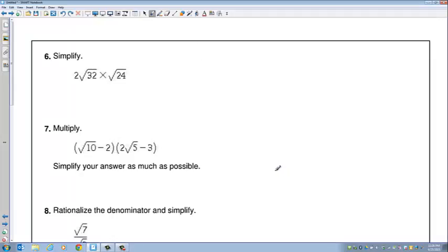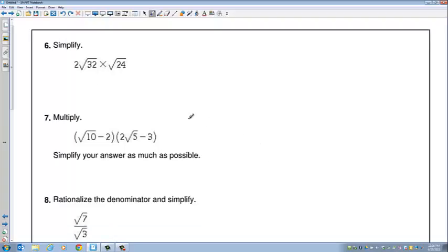Let's take a look at number 6. So on number 6, instead of subtracting or adding, I'm multiplying on this one. So I guess the first thing I would probably do is try to factor some of these things to pull out the squares. And so this is 2 times the square root of, that's actually 16 times 2. So that's 4 squared times 2. And then I have times, and then 24. Well, what's 24? So you could say it's 3 times 8 or 4 times 6, which is better, because 4 is 2 squared, times 6. That's 24. And I can pull out the squares.